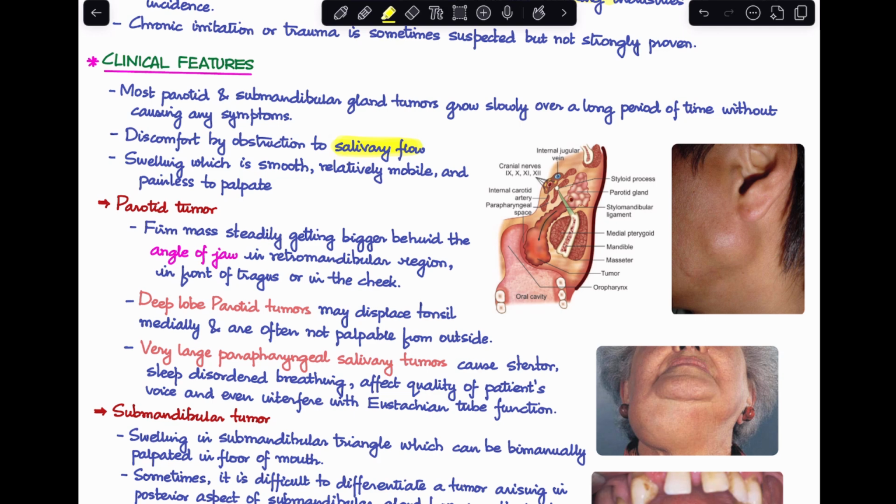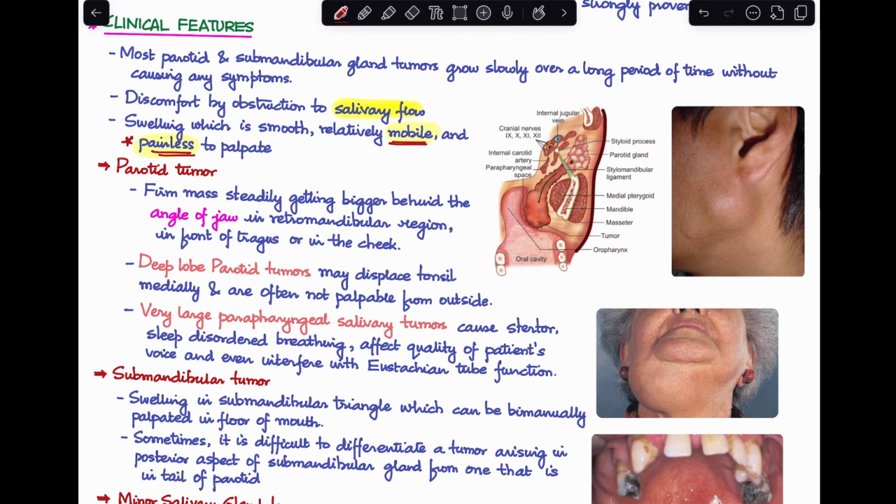So usually the patient will have a swelling which is smooth, relatively very mobile, and painless to palpate. So these are very important features. If there is no pain, you do not suspect any kind of malignancy. This is a telltale feature of benign salivary gland tumor. And also secondly, they are very mobile. So these are the general features of a salivary gland tumor.